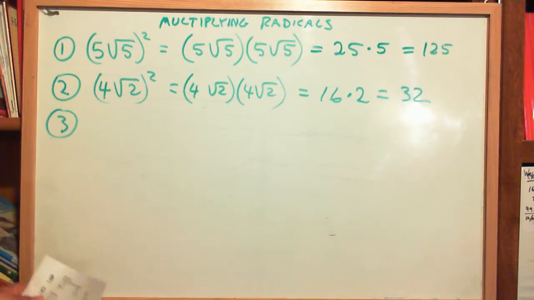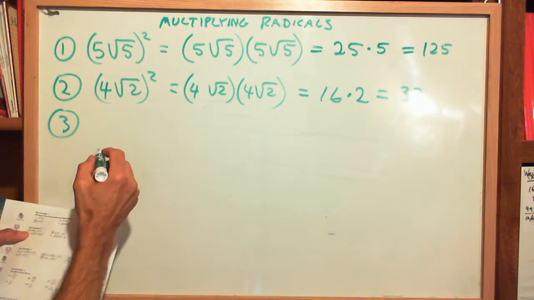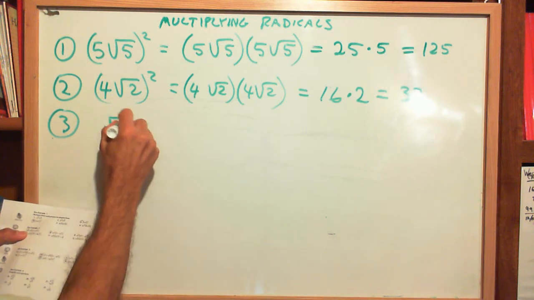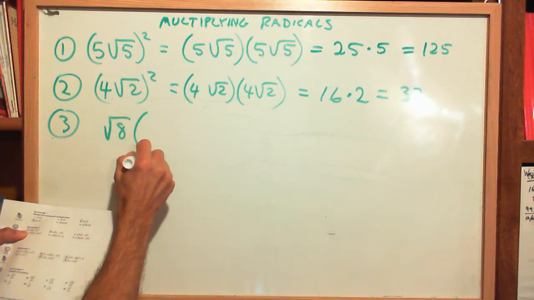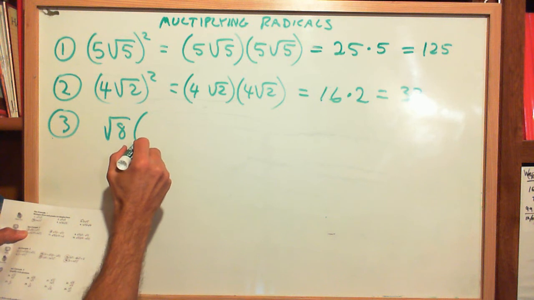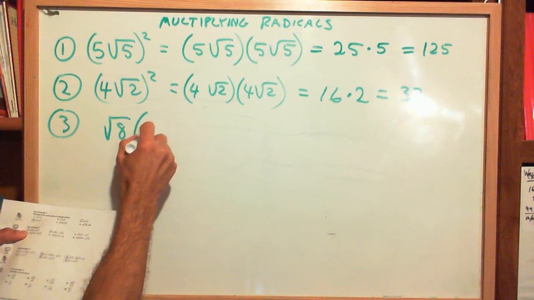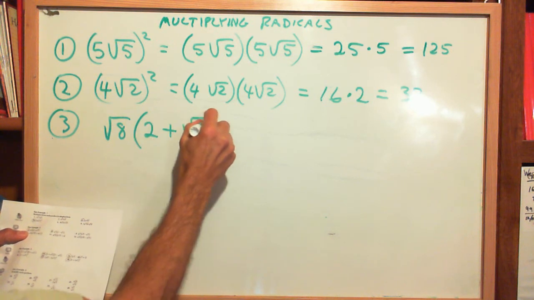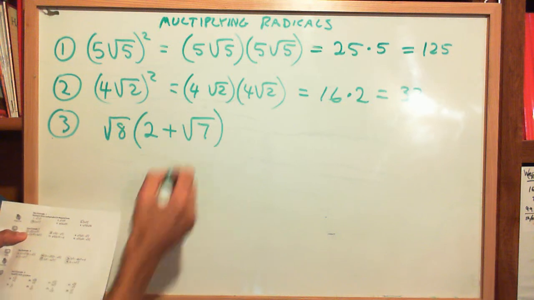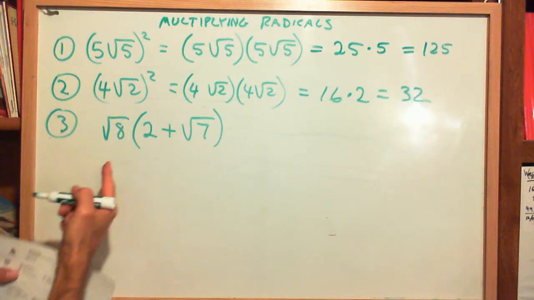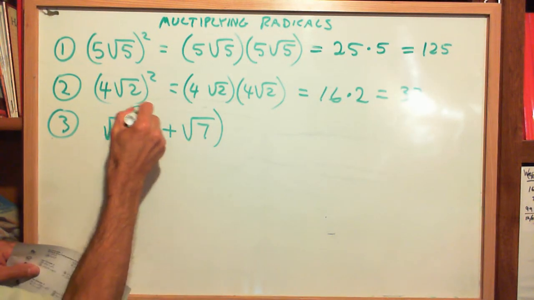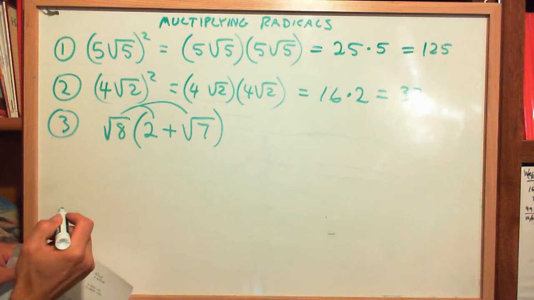Now we're going to do the ones that require the distributive property. Square root of 8 times 2 plus the square root of 7. Alright, so I'm going to do my distributive property. This times this, and then this times this.